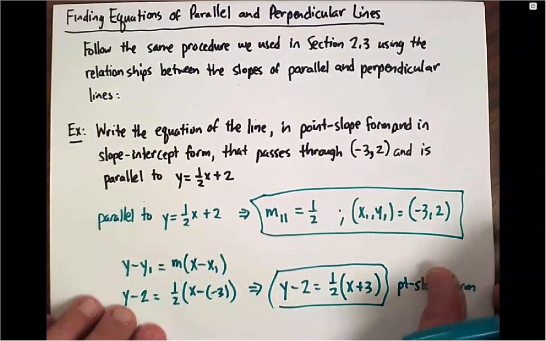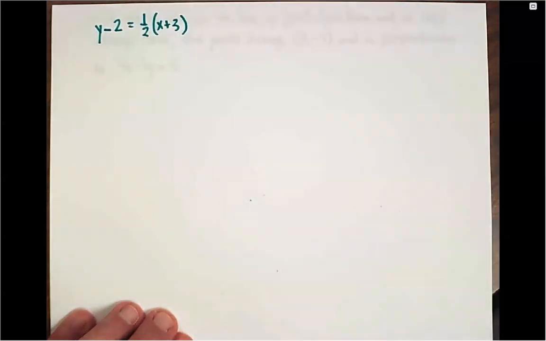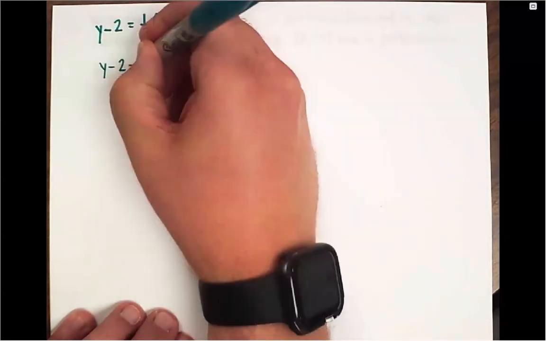And now how do I get slope intercept? Well, if the point slope form is y minus 2 equals 1/2 times x plus 3, I just need to get the y by itself on the left. So I'm going to distribute that 1/2 through those parentheses. So that's 1/2 times x plus 1/2 times 3.